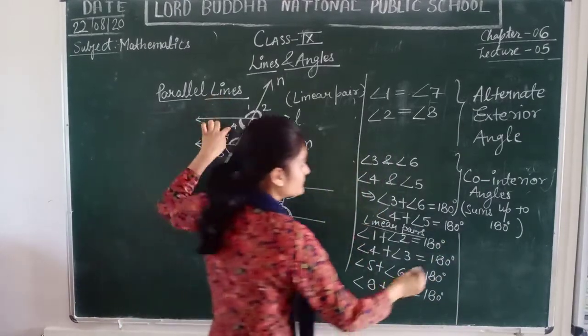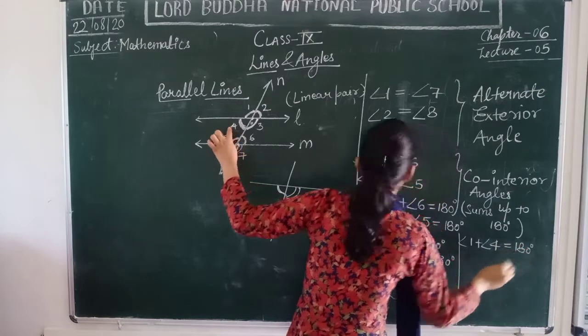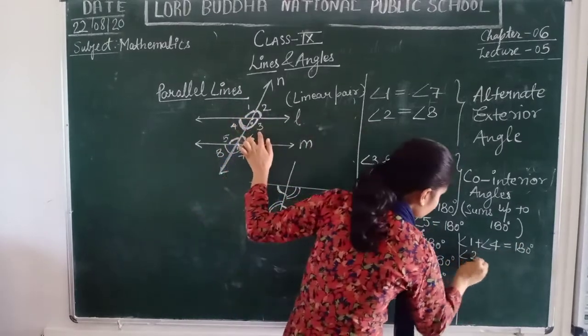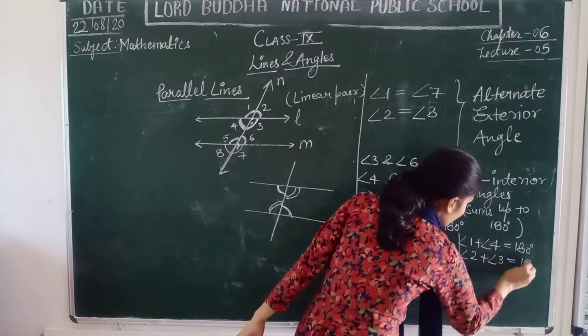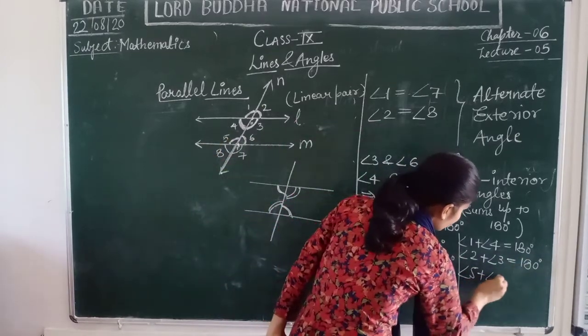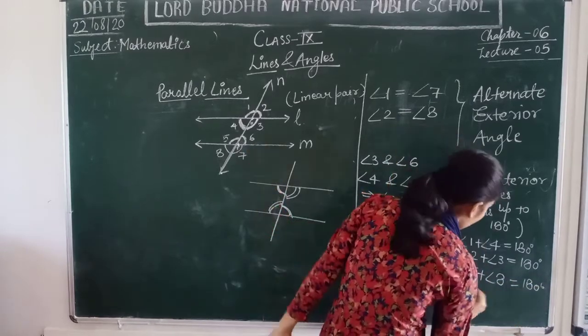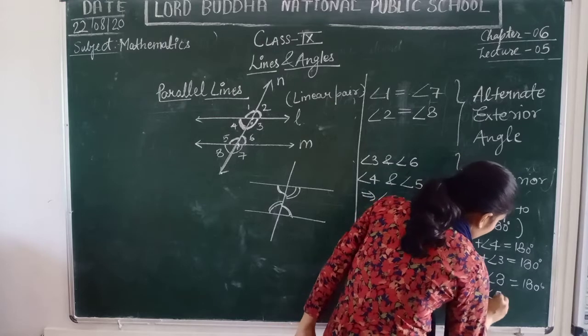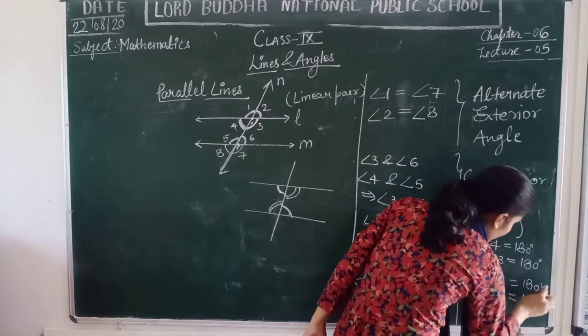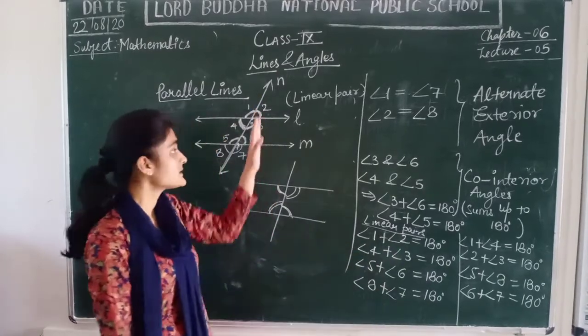Again 1 and 4. Angle 1 plus angle 4. Second one is 2 plus 3. 5 and 8. And the last one is 6 and 7. So there are 8 linear pairs in this figure.